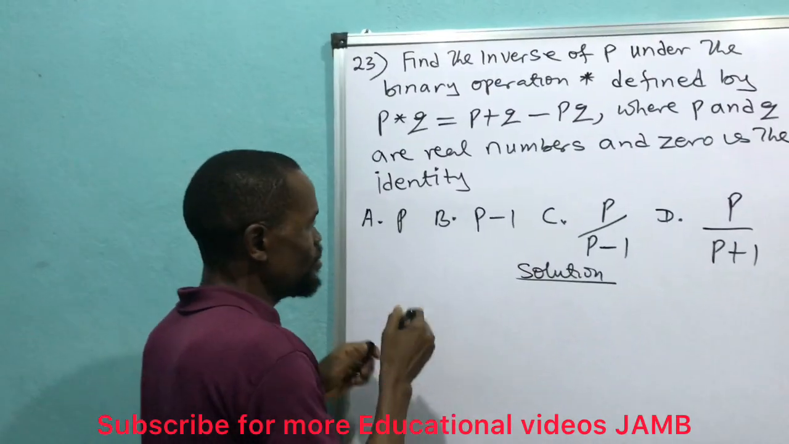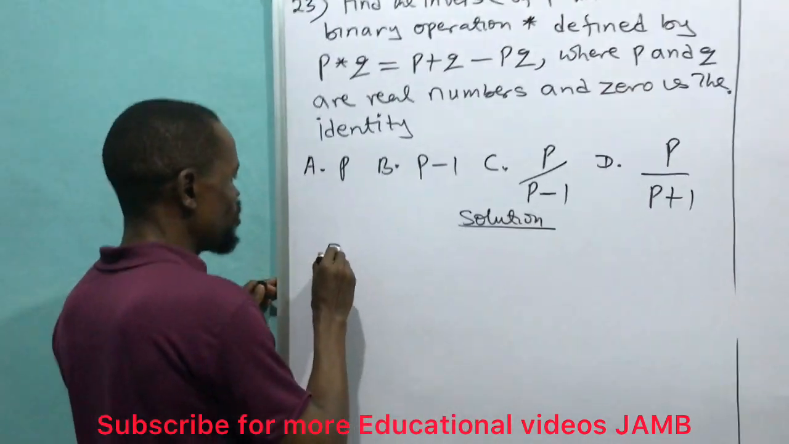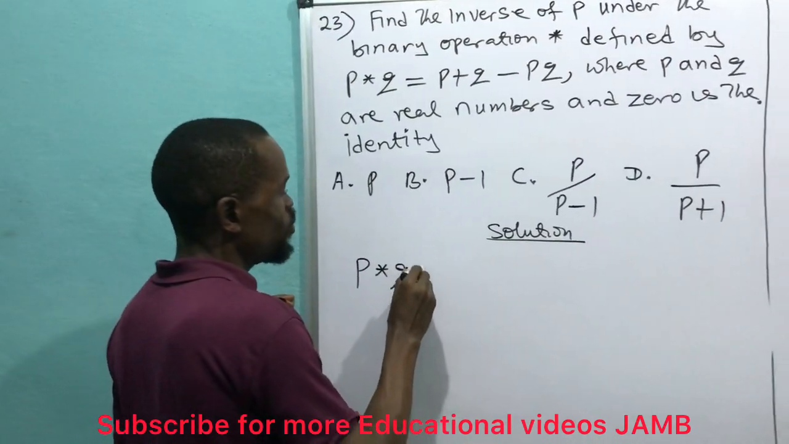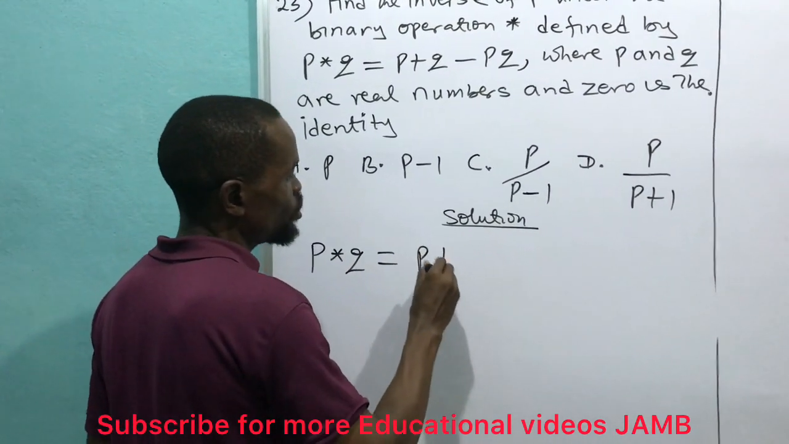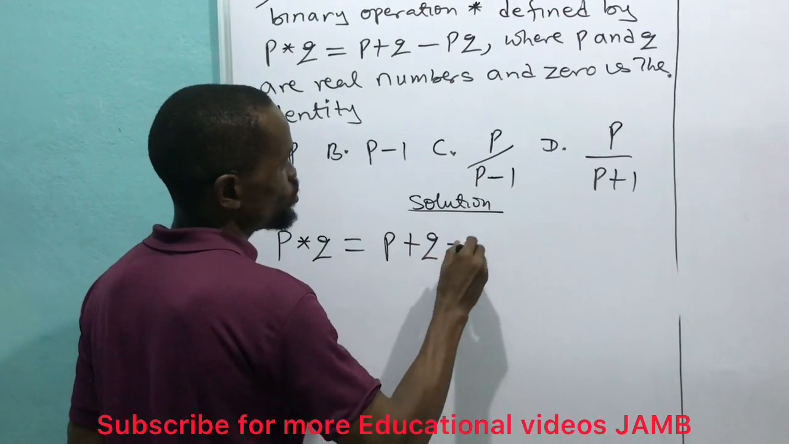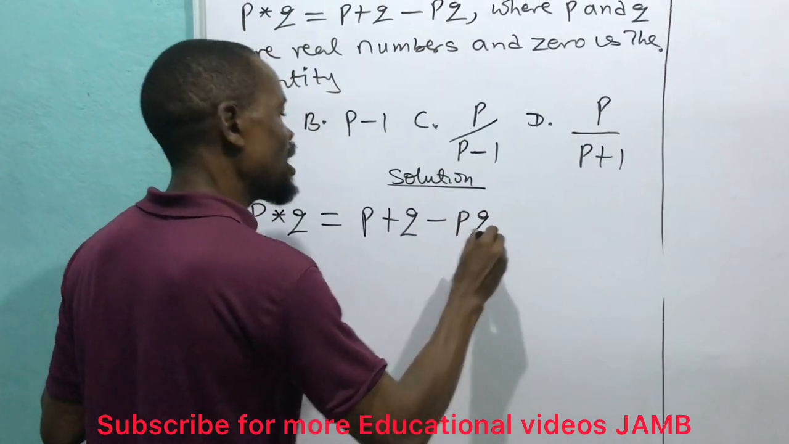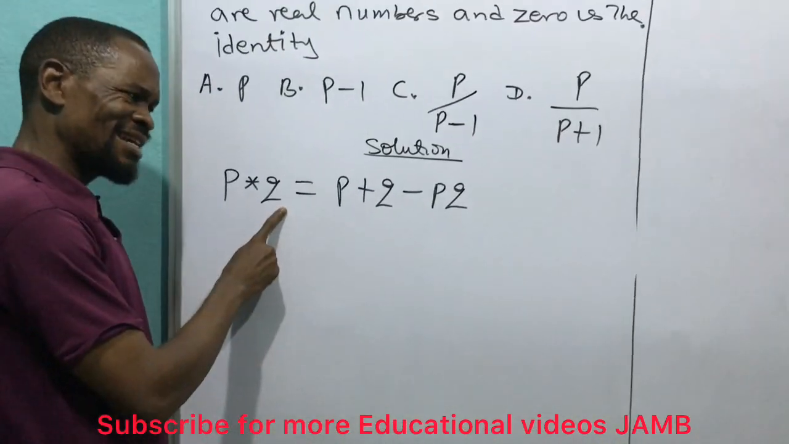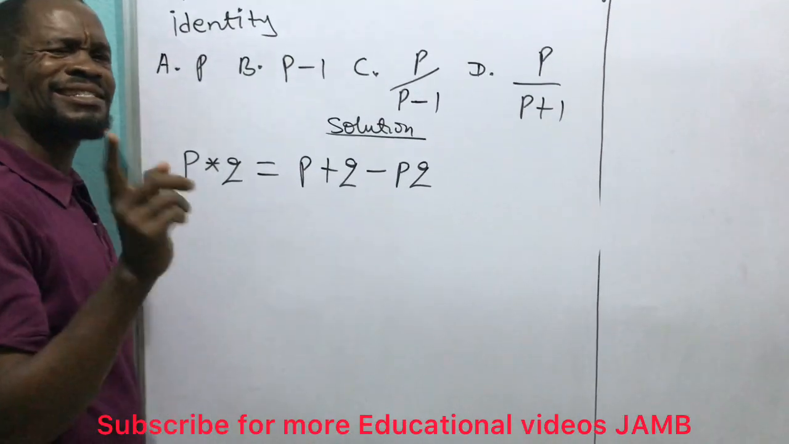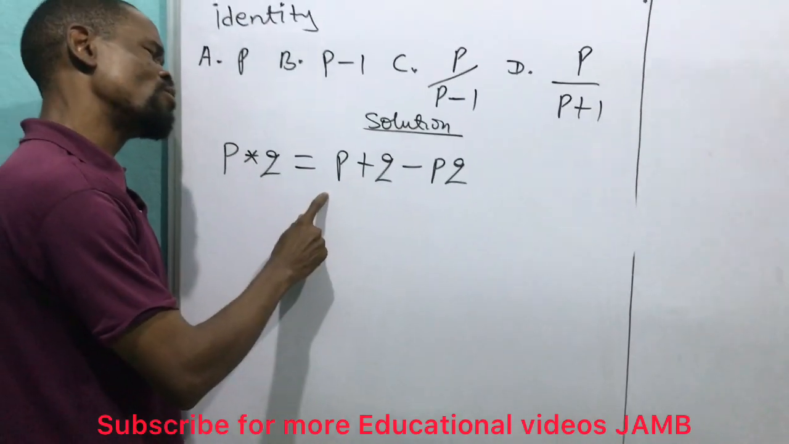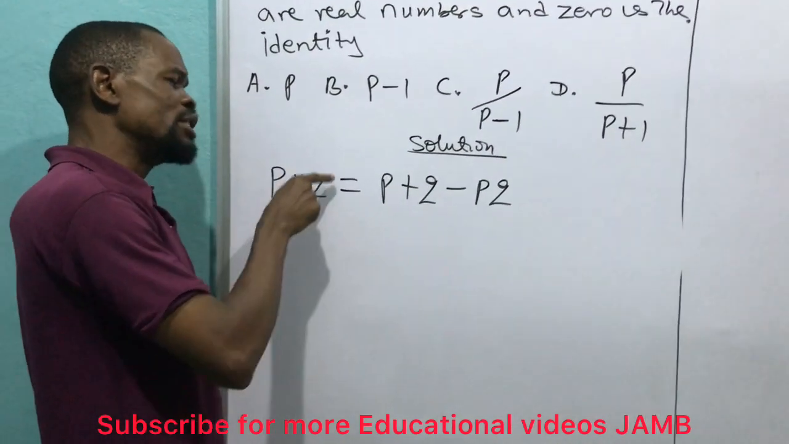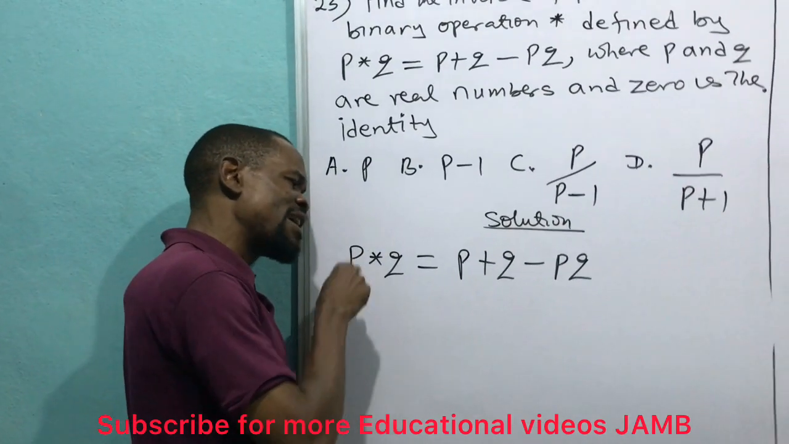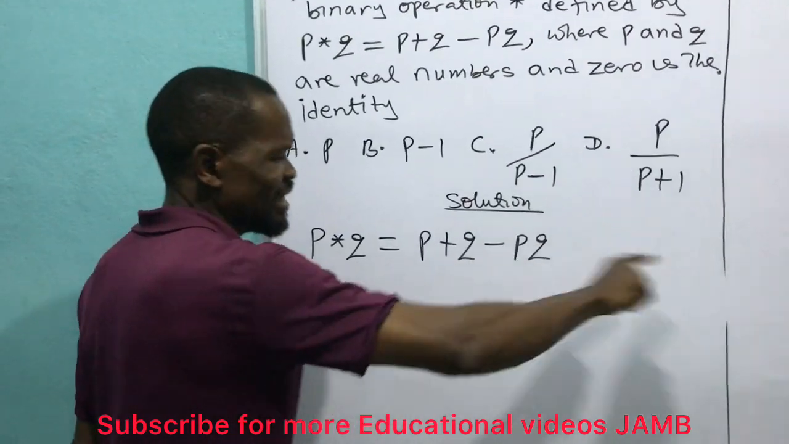What does it mean? I will first look at the operation they give me: P star Q equals P plus Q minus PQ. Can you follow me now? The first thing I will do here, class, are you listening? The first thing we will do here is to put the inverse on this particular equation. After we put the inverse here, we now put the inverse in general.